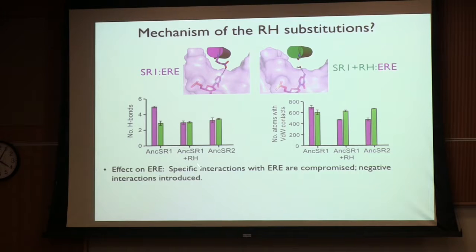And you can see that here, when Dave looked at the number of hydrogen bonds formed between residues on the recognition helix and the DNA, when the recognition helix mutations are introduced on ERE, there's a loss of about two hydrogen bonds across this evolutionary transition. And you would think that the kind of mechanism that might confer this change would be a shift in positive interaction. So you start with hydrogen bonds to ERE, and you switch to hydrogen bonds to SRE. You do see a loss of hydrogen bonds to ERE, but there's something else that's important.